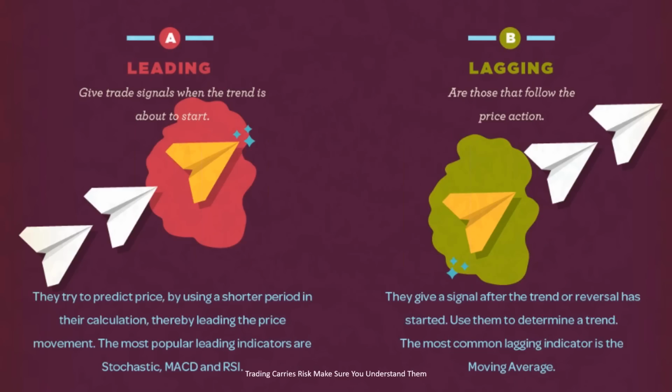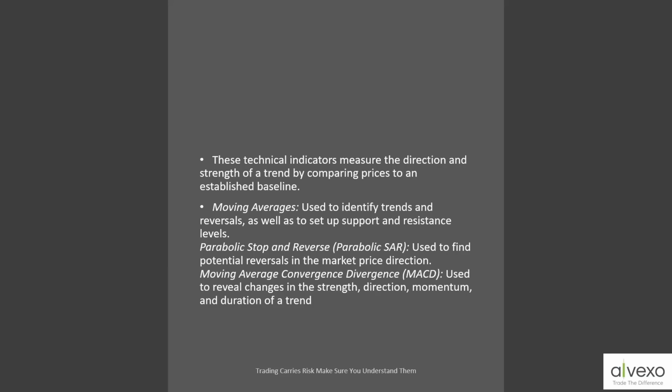Okay. Leading indicators try to predict price by using shorter periods in their calculations, thereby leading the price movement. The most popular leading indicators are stochastics, MACD, and RSI. Okay. Where lagging, they give signals after the trend or the reversal has started. Use them to determine a trend. The most common lagging indicator is moving averages. Now, these technical indicators measure the direction and strength of a trend by comparing price to an established baseline.